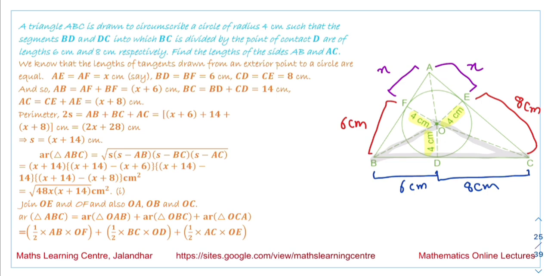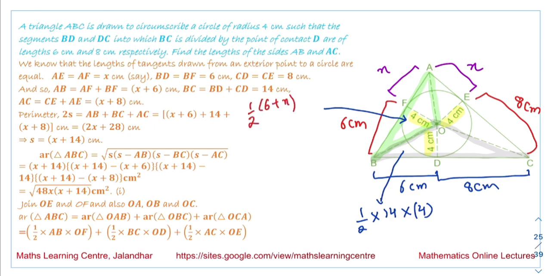OBC. The area of this triangle will be half, base of this triangle is 14, height of this triangle is 4. The area of this triangle over here, the triangle BOA, will be half, base is 6 plus x, and height is 4. Similarly, for the third triangle, the area will be half, base is x plus 8, and height is 4.